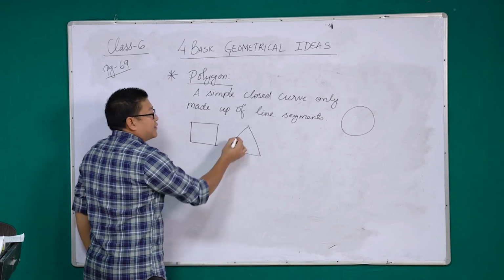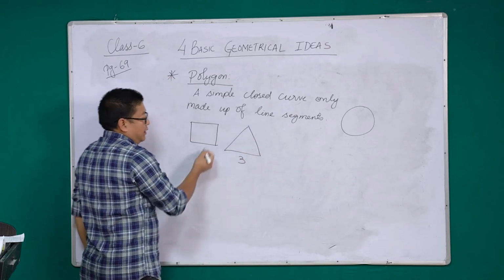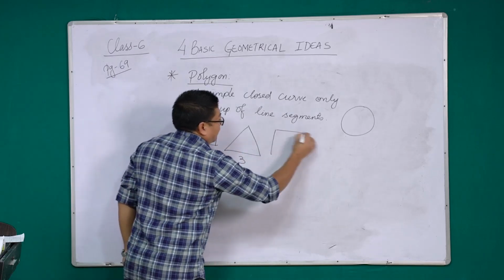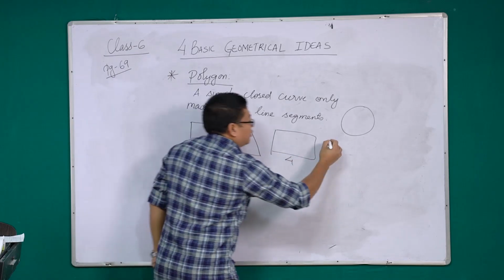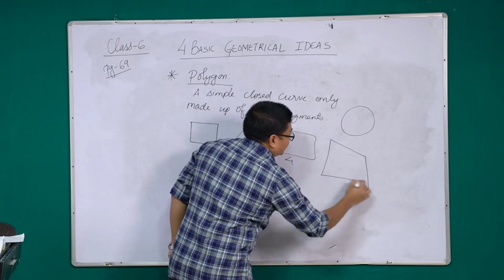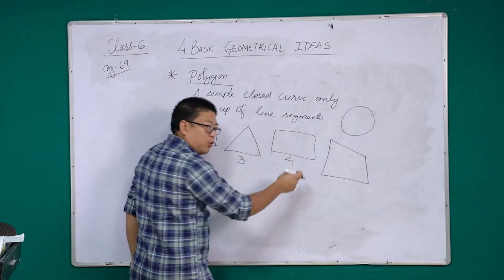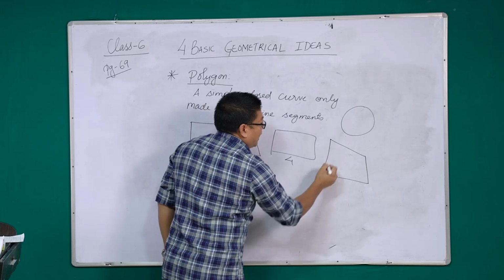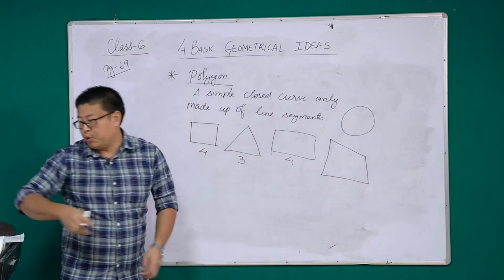So the least number of sides a polygon can have is 3. This is a square, a rectangle, all right? You can draw any shape. As long as they are closed and they are formed by line segments, they are called polygons.